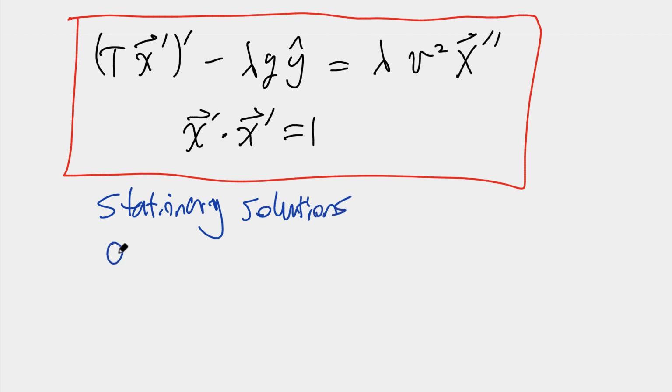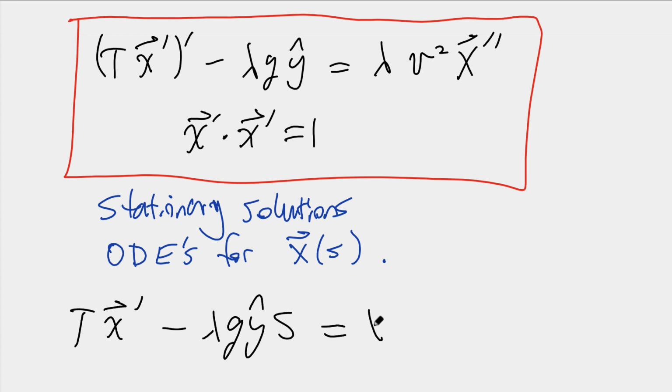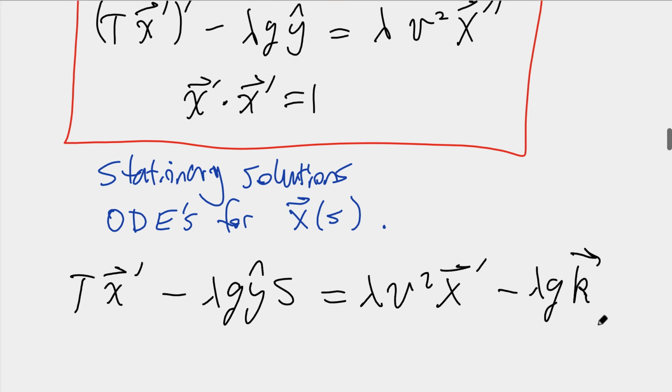That consists of ordinary differential equations, ODEs, for the shape of the chain, for x as a function of s. Now notice this equation can be easily integrated with respect to s. The first term here is just T times x vector prime. This next term is just a bunch of constants, so the integral is minus lambda g y hat times s. This term is lambda v squared times x vector prime, and then we need to add some constants of integration, and I'll add them in the form minus lambda g times k vector, where k is a vector of constants. Let's rearrange this equation.